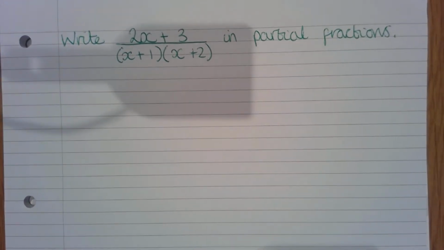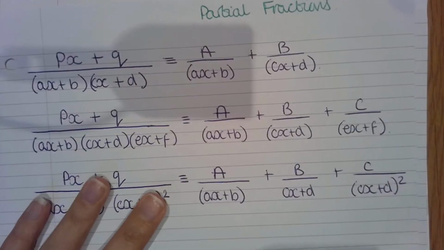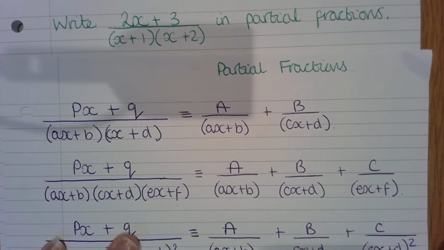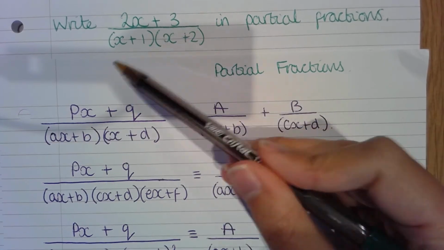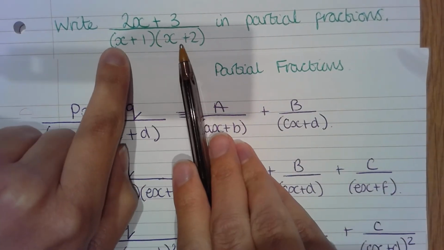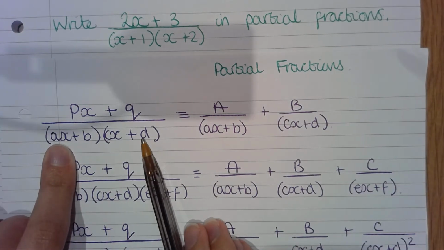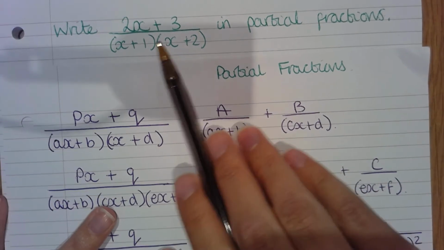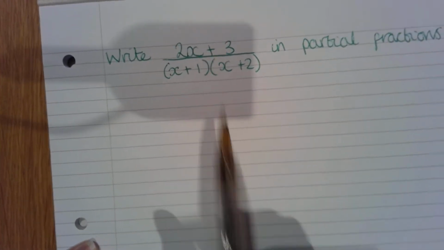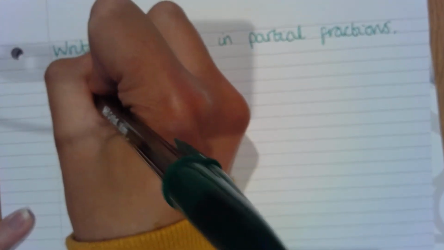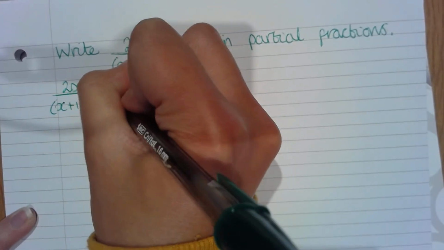So your first example is: write (2x + 3) over (x + 1)(x + 2) in partial fractions. Looking at this, our denominator has 2 brackets. If it was just written as a quadratic, then you would try to factorise it before going to partial fractions. So we've got this form, and this is what we want to write next to it. So we've got (2x + 3) all over (x + 1)(x + 2).